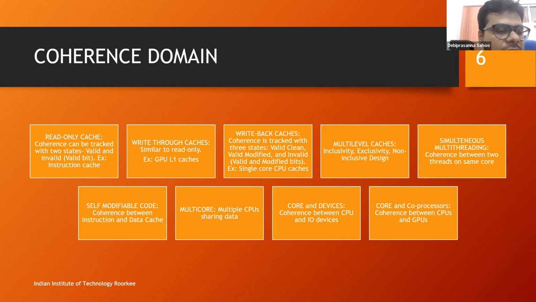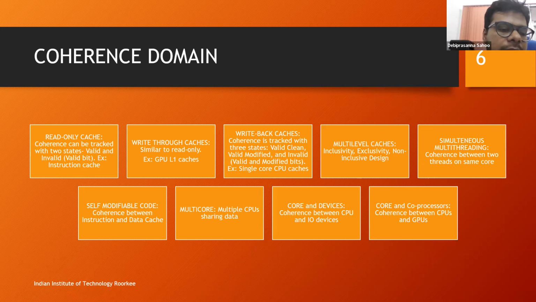So first is the read-only cache. The coherence states of a read-only cache can be tracked with two different states. One is valid state and the other is invalid state. Effectively the valid bit of a cache takes care of it. One of the most common examples of this kind of cache is your instruction cache.